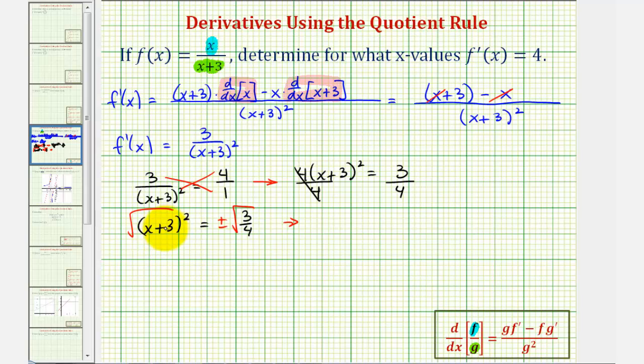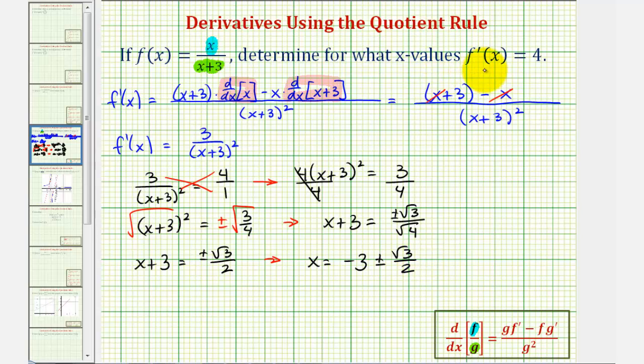So now we have just x plus 3 equals plus or minus the square root of 3 over the square root of 4, but the square root of 4 is equal to 2. So we have x plus 3 equals plus or minus square root 3 over 2. And now we'll subtract 3 on both sides of the equation to solve for x. We would have x equals negative 3 plus or minus square root 3 divided by 2.